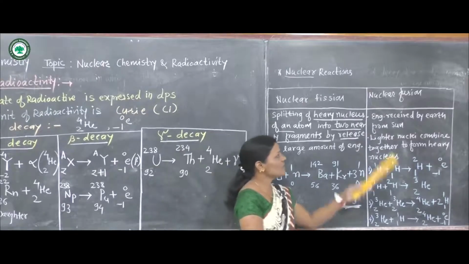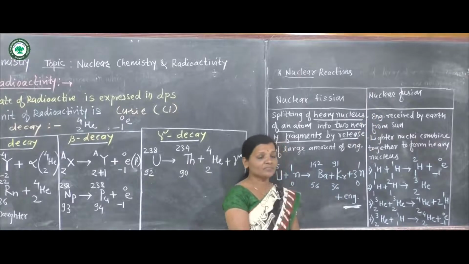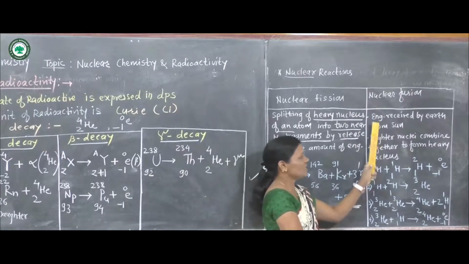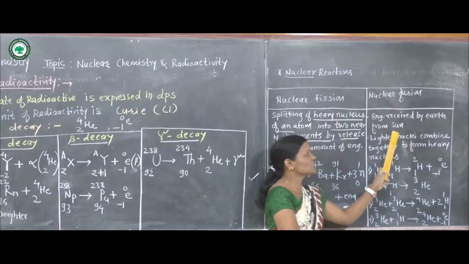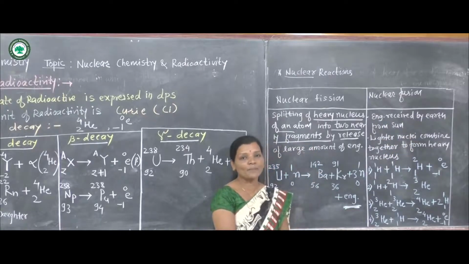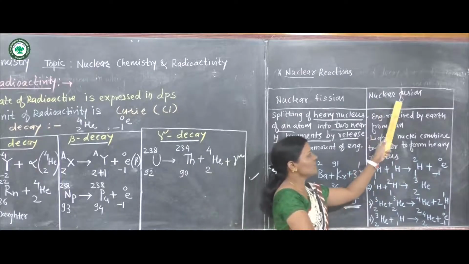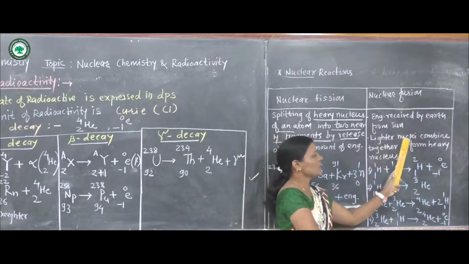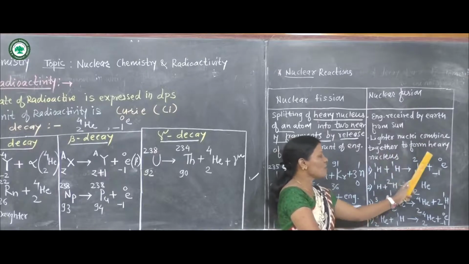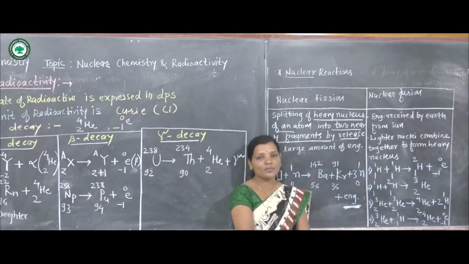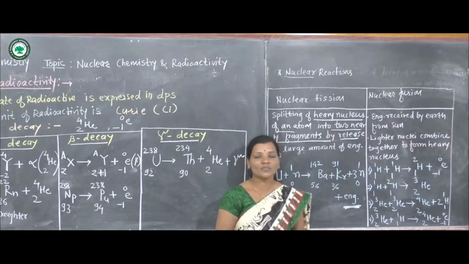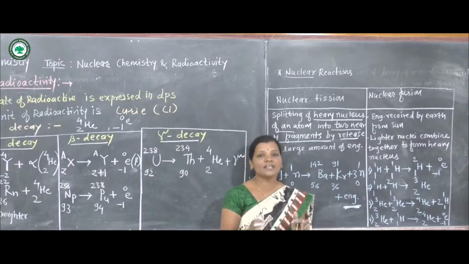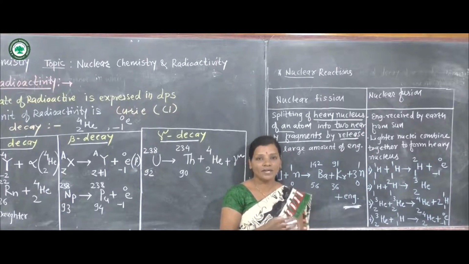Now let us consider the nuclear fusion type of reaction. A general example is the energy received by the earth from the sun, one of the most important examples of nuclear fusion. In nuclear fusion reactions, lighter nuclei combine together to form a heavier nucleus. Fusion of lighter nuclei takes place, and we get the formation of nuclei which are heavier in nature.